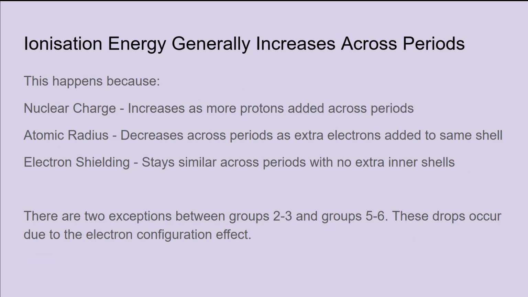And across periods, there is a general increase, which happens because the nuclear charge increases as more protons are added across periods. The atomic radius decreases across periods as extra electrons are added to the same shell. And the electron shielding stays the same, or similar, across periods with no extra inner shells, because a period is just the same number of shells with increasing electrons, but also increasing nuclear charge.